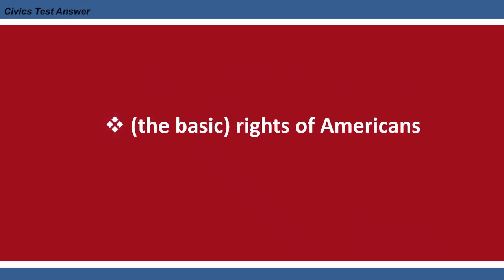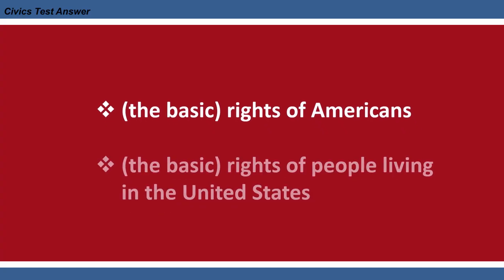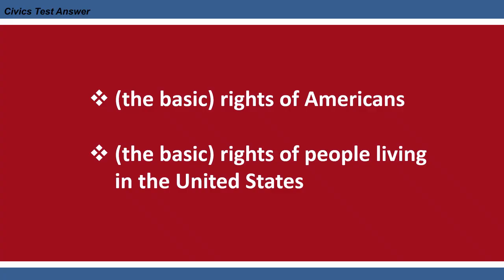Rights of Americans. The first 10 amendments to the Constitution were added to protect the basic rights of Americans. These amendments were created to protect the rights of not only citizens of the United States, but of anyone living in this country. Because these amendments protect the rights of people living in the United States, they are collectively known as the Bill of Rights.